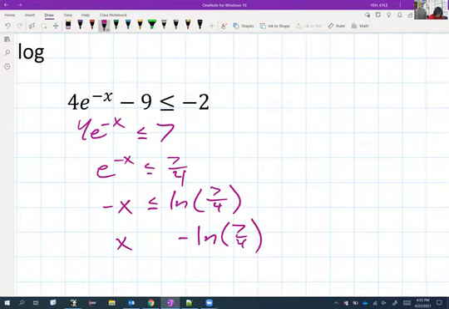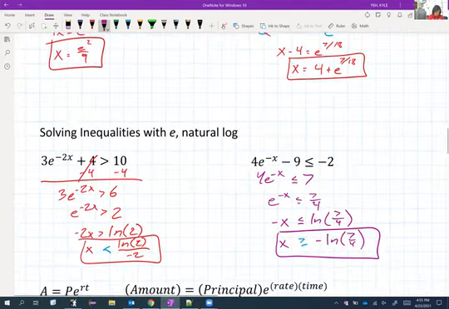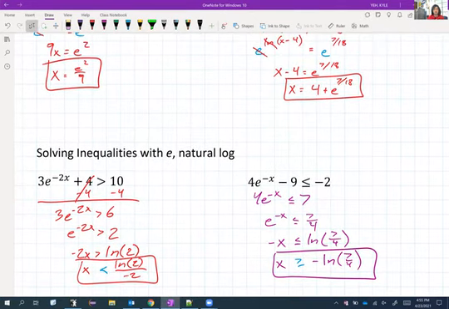And what is the sign? Greater than or equal. But the biggest point, I know I'm kind of harping on that, flip the sign when you divide by a negative. The biggest thing is just these same steps work for inequalities as well.